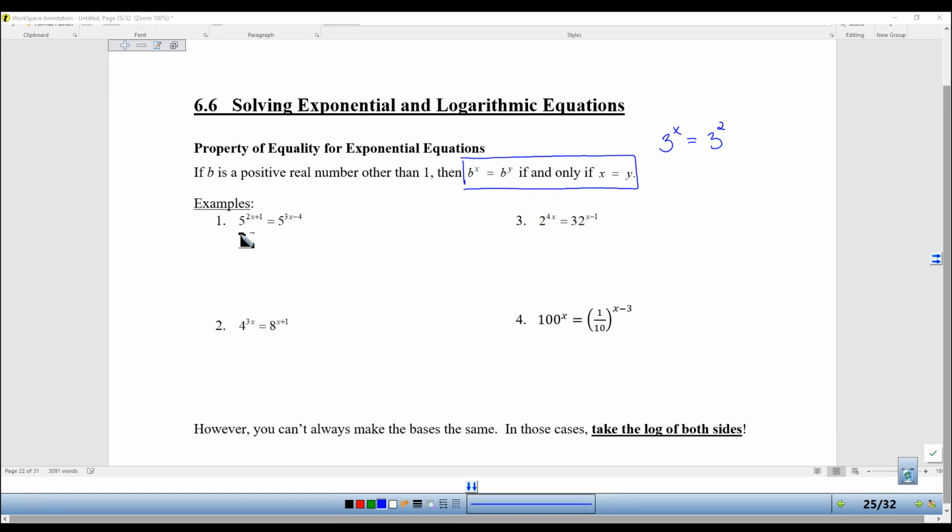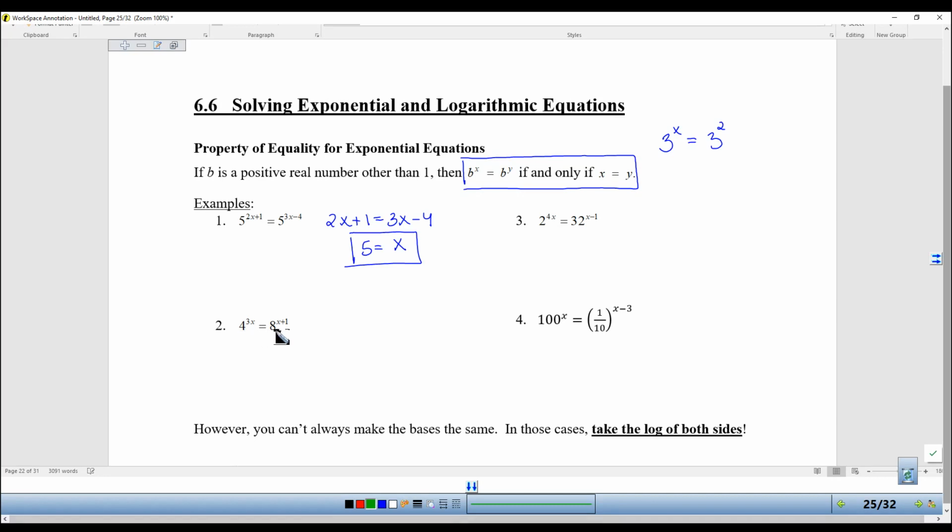So when we see an equation like 5 to the 2x plus 1 is equal to 5 to the 3x minus 4, you can say to yourself, oh, well then 2x plus 1 must be equal to 3x minus 4. Subtracting 2x from both sides and then adding 4 to both sides, x is equal to 5. So you might want to stop this video and try the next 3 on your own, but of course I will do them for you.